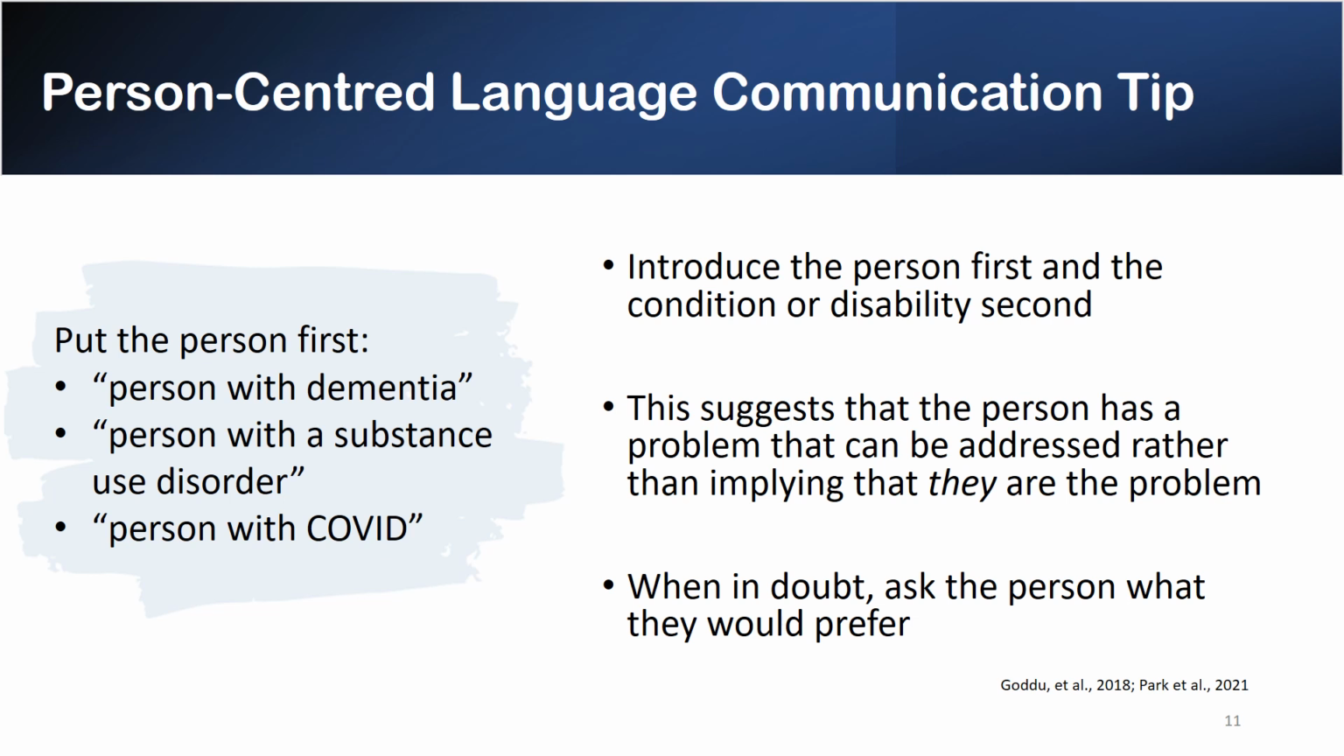So instead of dementia patient or demented patient, we would say person with dementia. Instead of substance abuser or drug seeker, we would say person with a substance use disorder. Instead of COVID patient, we would say person with COVID. When in doubt, ask the person what they would prefer to be used to introduce or describe them.